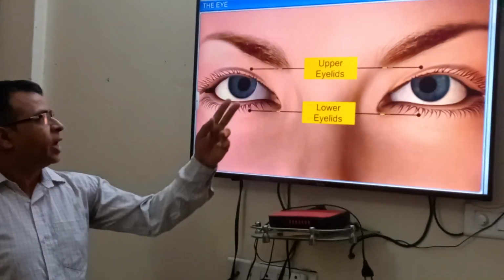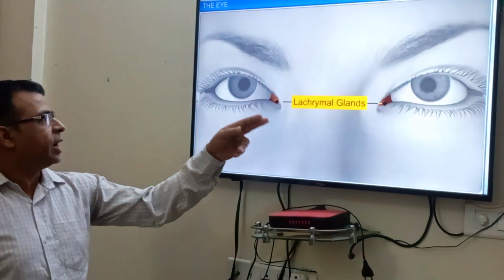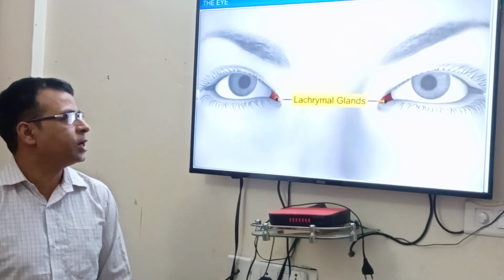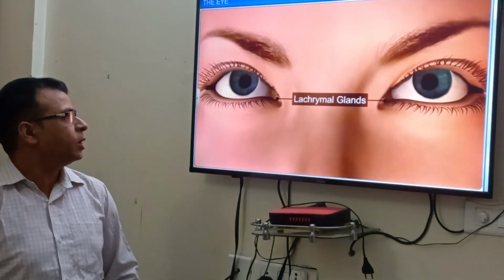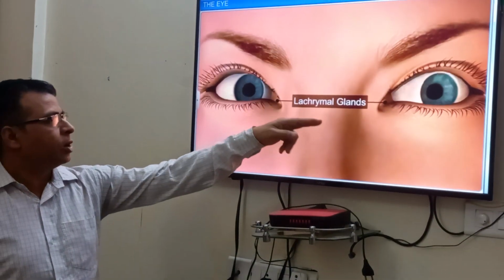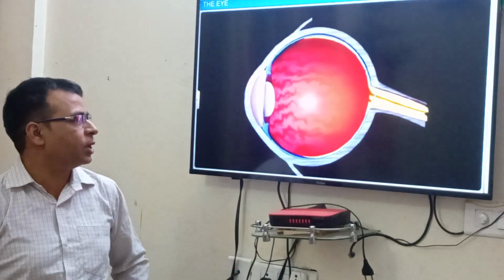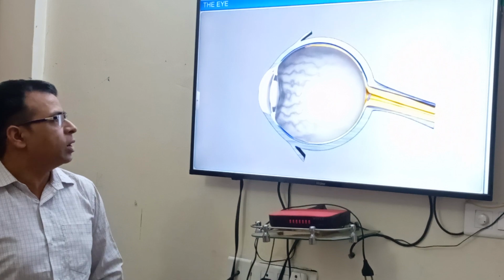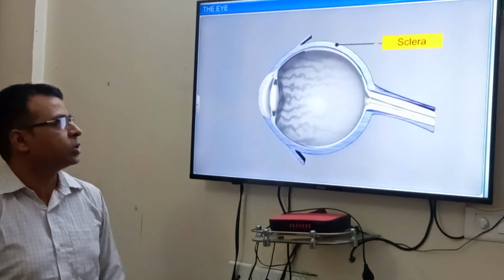The eye is protected by eyebrows, eyelids, and lacrimal glands. Lacrimal glands are very important. They secrete an aqueous liquid. That secretion allows the eyes to rotate freely. So it is important. And this eyeball has three layers.